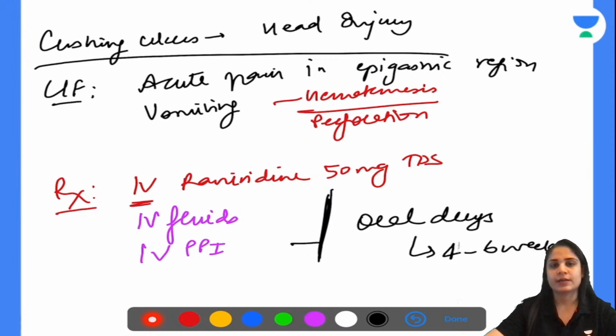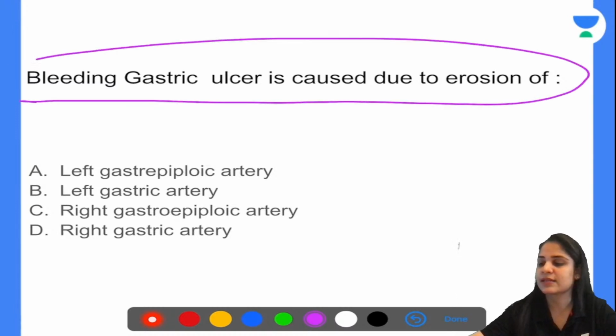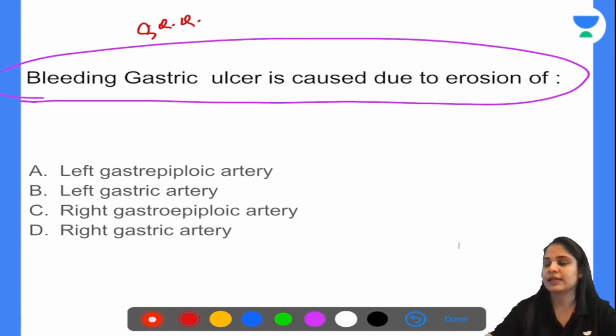Okay, all right. Now, very important question that comes in the exam. It has come many times before. I don't know if you all will know the answer to this or not, but it's one of the most important questions in today's class. So bleeding gastric ulcer is caused due to erosion of which artery? Left gastroepiploic artery, left gastric artery, right gastroepiploic artery, or right gastric artery? Batao.